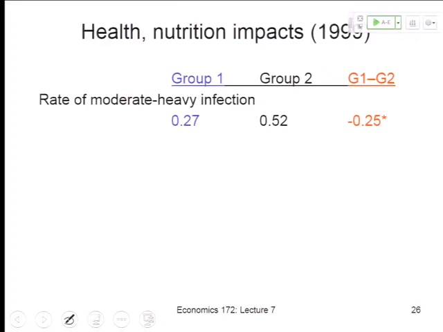Why was the infection rate in group 1 not 0? How didn't they just receive treatment? What are the reasons why it wasn't 0? There's at least 3 or 4 reasons you can think of. So maybe, yeah, in the back.